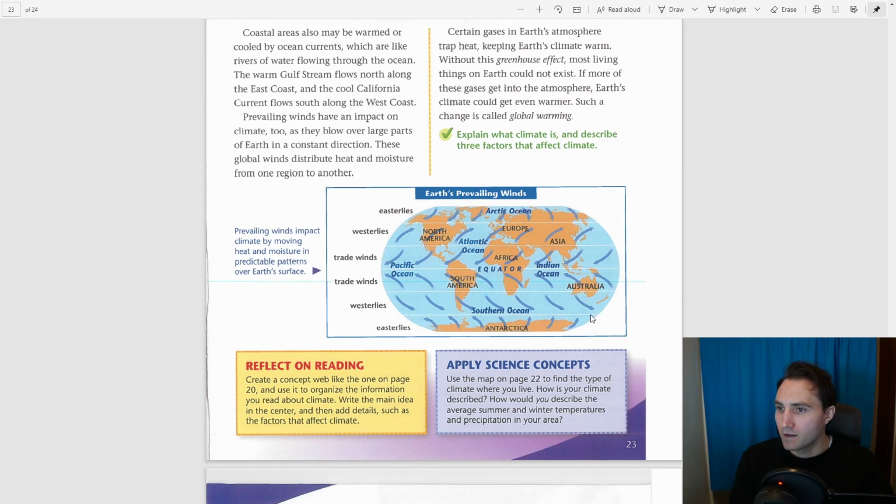All right. And then this is kind of showing the prevailing winds and their patterns. We got the westerlies going from west to east. You have the easterlies going from the east to west. You have the trade winds. These are called the trade winds because when they used to trade with ships, these winds would help them travel from Europe over to North America, or vice versa, right?